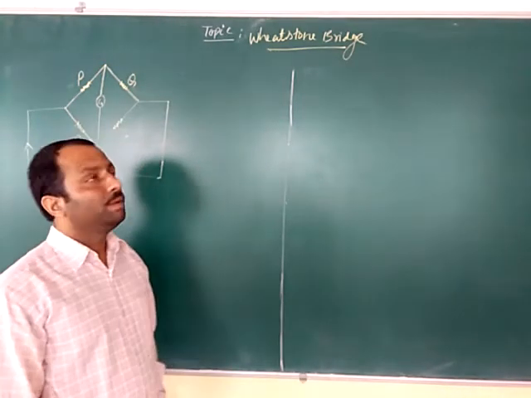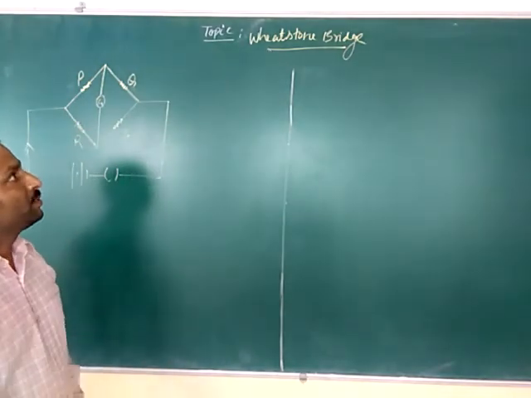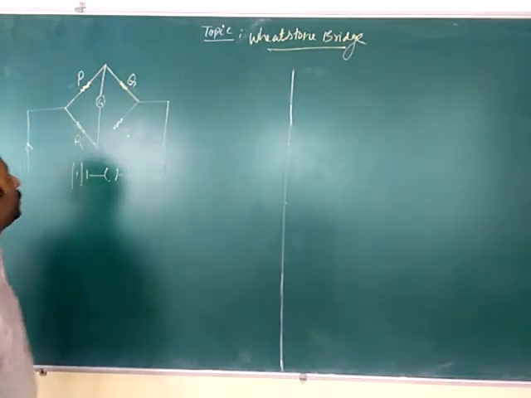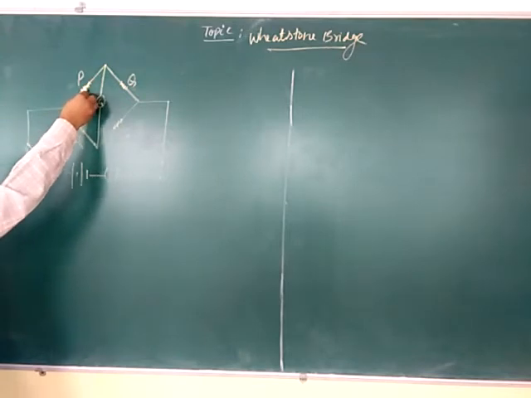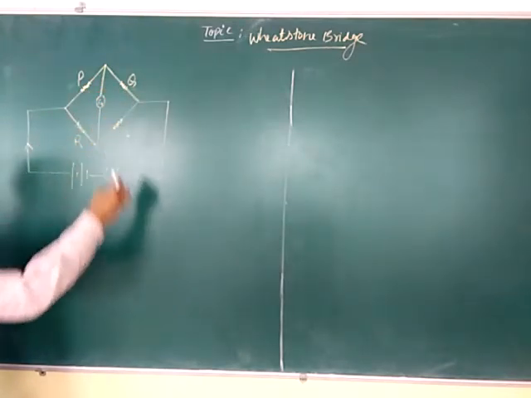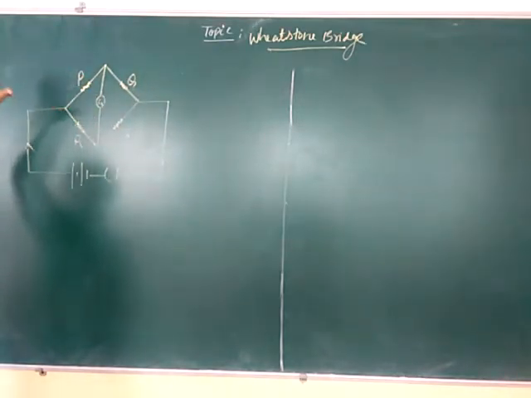Good morning students. Now we will learn Wheatstone Bridge. Charles Wheatstone designed this bridge. See here, the arrangement is like this. Here the resistance P, resistance Q, resistance R and resistance S are arranged, and in between a galvanometer is attached.